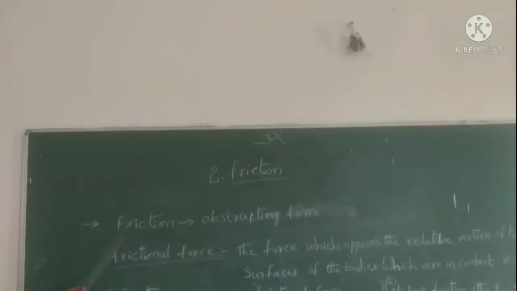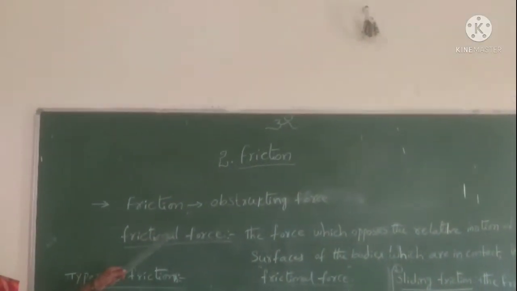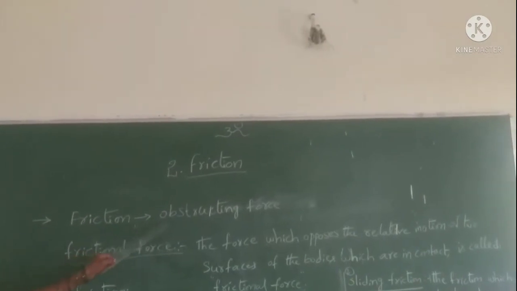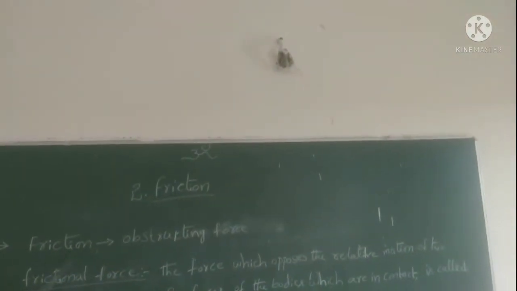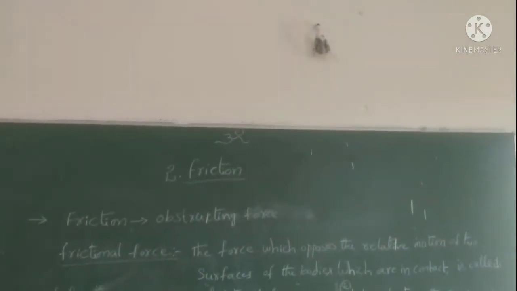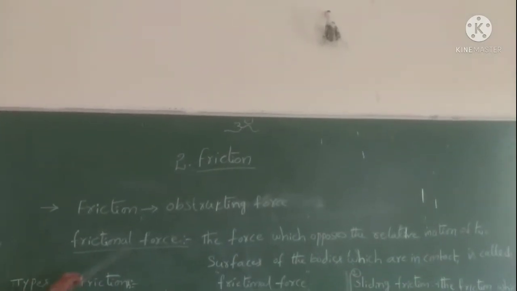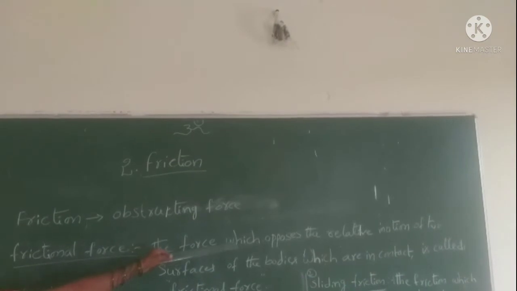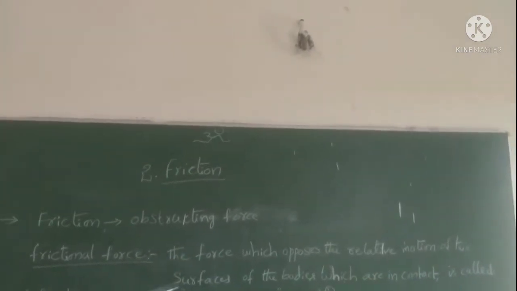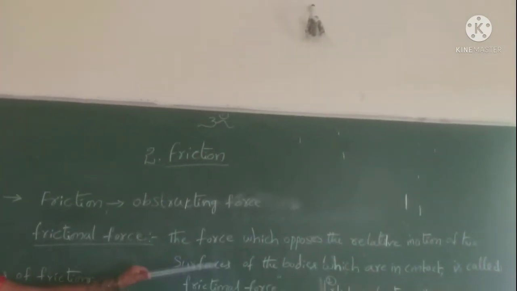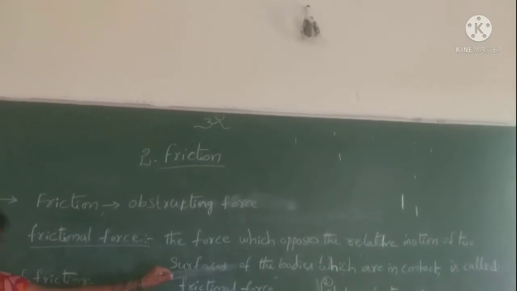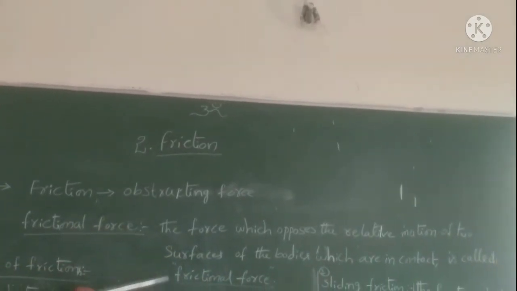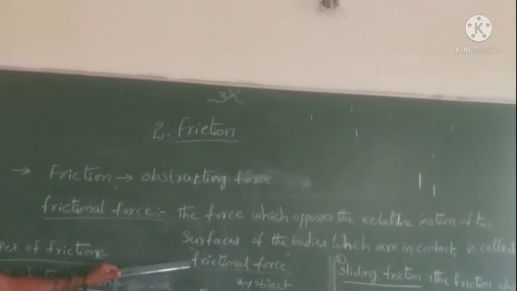How to? About friction. What is friction? Friction: obstructing force is friction. Another definition: the force which opposes the relative motion of two surfaces of the bodies which are in contact is called frictional force.